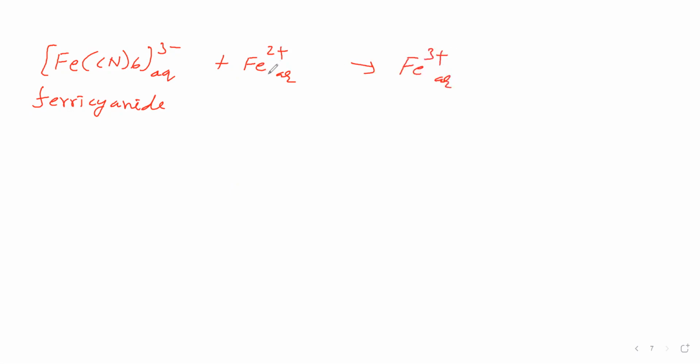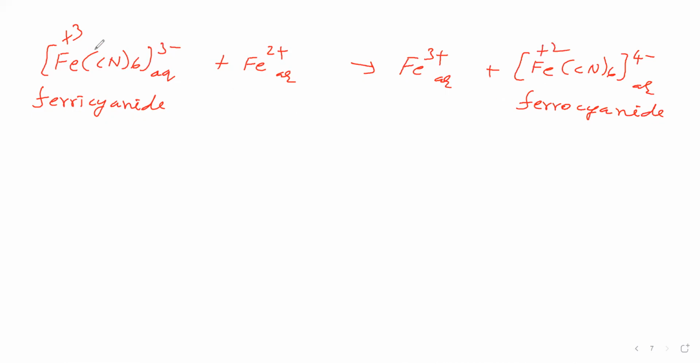This ferrous oxidizes and becomes ferric. This ferricyanide becomes ferrocyanide. Ferrocyanide is Fe(CN)6 3-. The oxidation number is +3. Now the oxidation number is +2. It is undergoing reduction, and the other is undergoing oxidation.